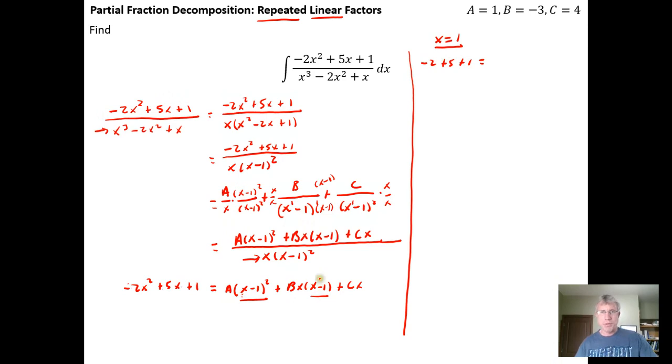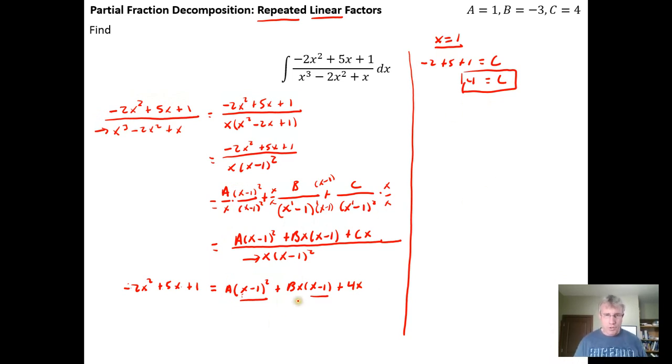1 minus 1 is 0. 0 times stuff is 0. We just get c times 1, or c. And we get negative 2 plus 5 is 3, plus 1 is 4. We get 4 is equal to c. So there's our first value. And once I know what c is, I can go here and replace that c with a 4.